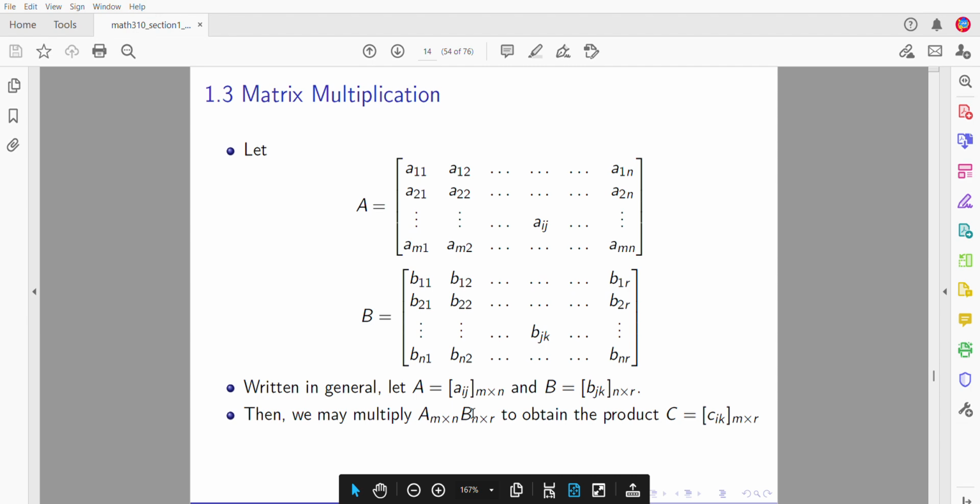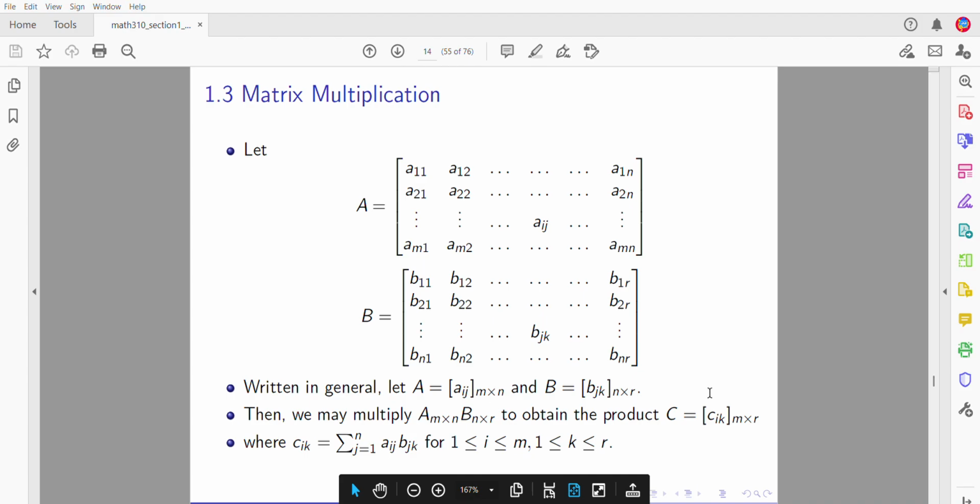How do we write this programmatically? What can you say about C_ik in terms of a_ij and b_jk? Now this is something that takes getting used to. C_ik is summation j going from 1 to n of a_ij times b_jk. Notice the j's have to match. What is that i? That is the ith row location. What is that k? That's the kth column location of the product matrix.